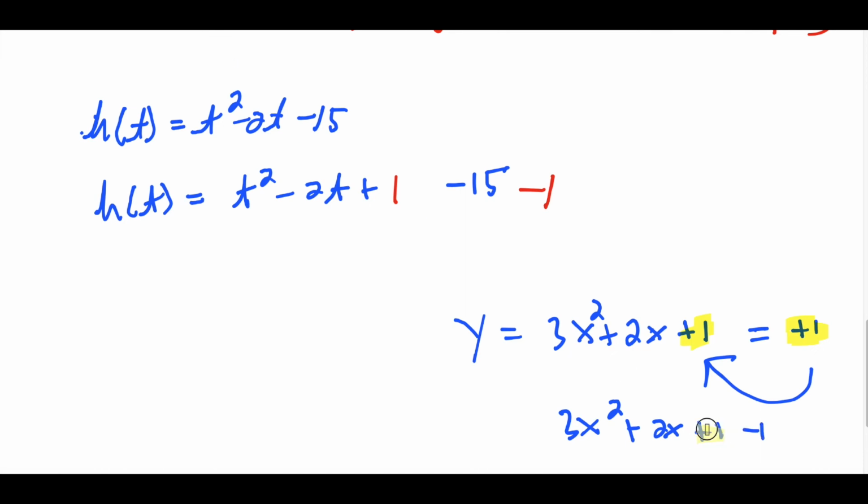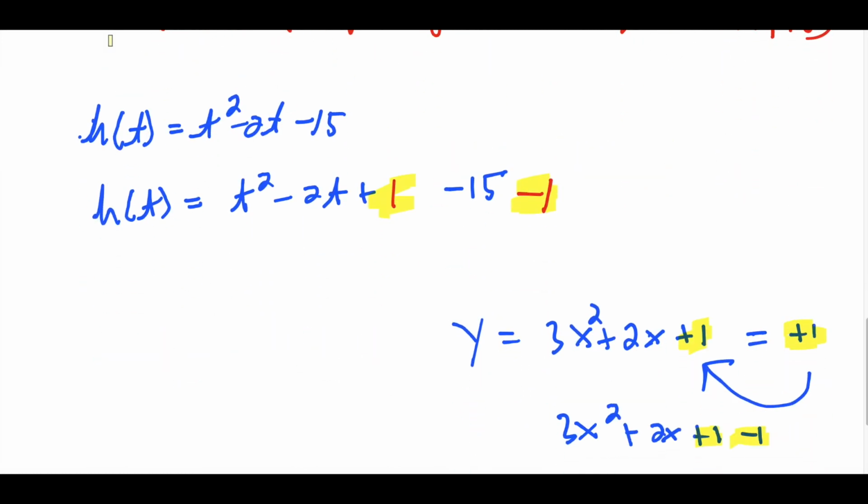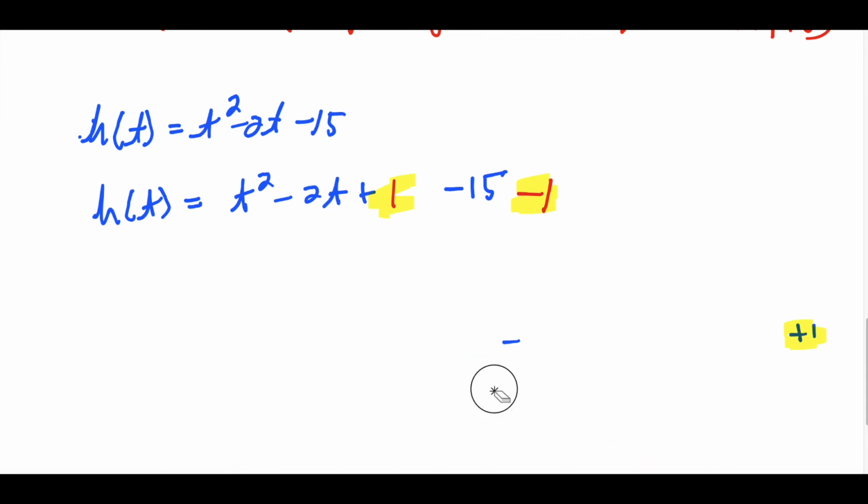Which basically means I didn't do anything, because plus 1 minus 1 is 0, right? Same thing. So we're just going to do plus 1 minus 1. Okay, that's our 0. I see. Okay, so now, get rid of this right here.